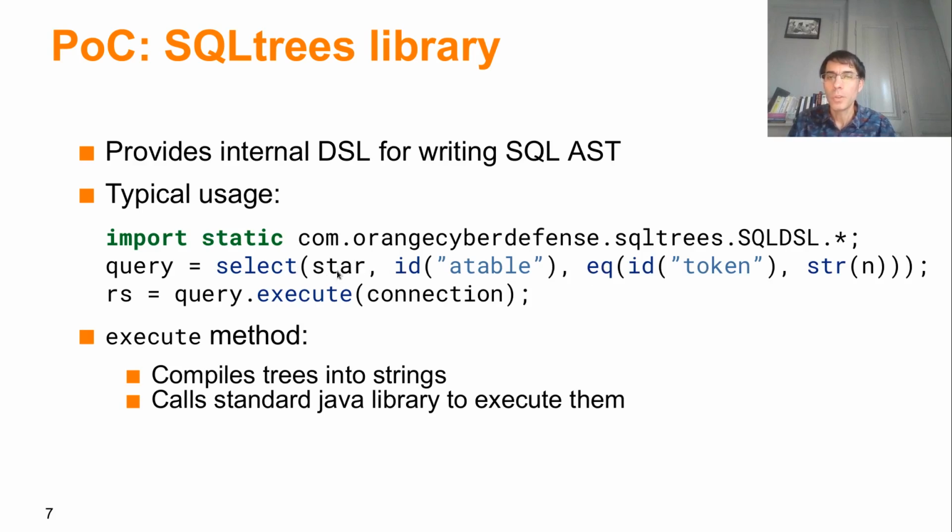saw before. So star for the column to be returned, the table where you want to look, and then the where clause here. And you just execute this query and get back a result set. The execute method then just compiles your tree into a string and calls the standard Java library in order to execute this string.